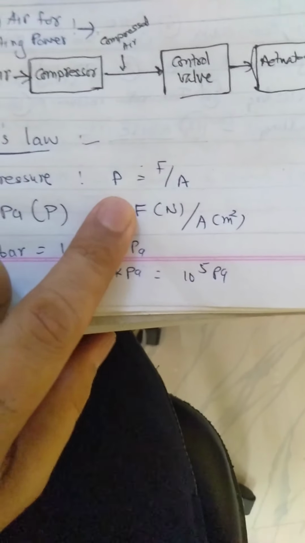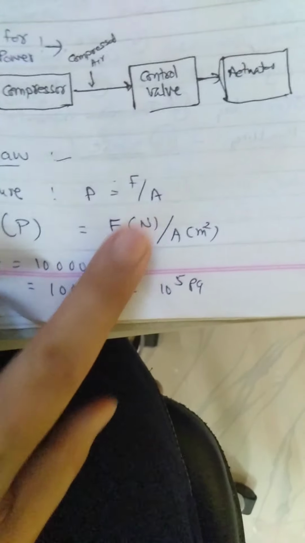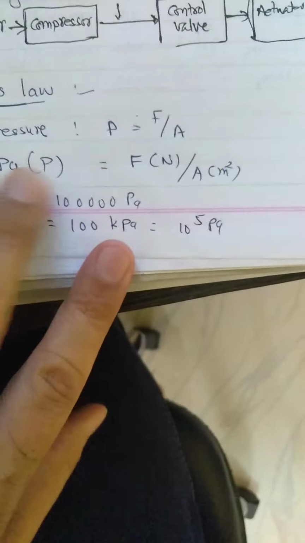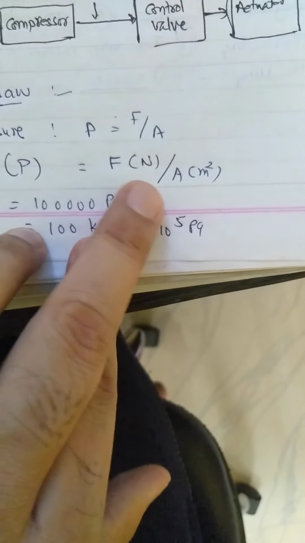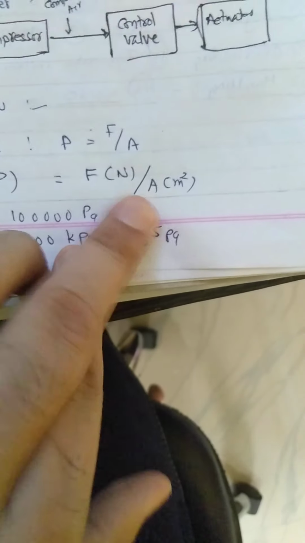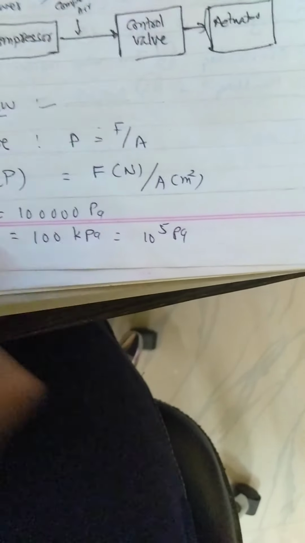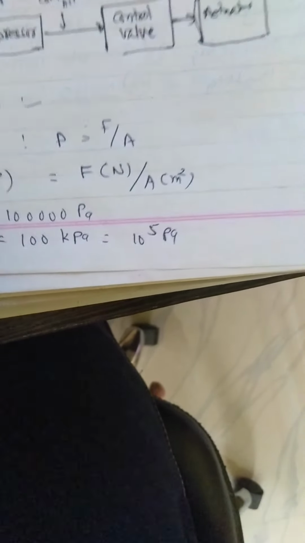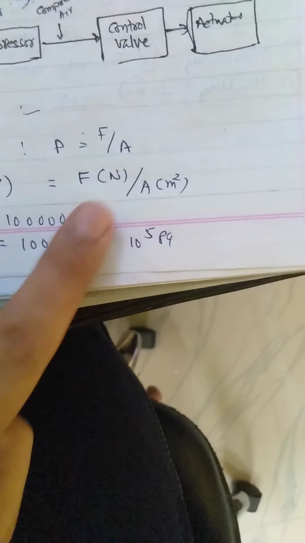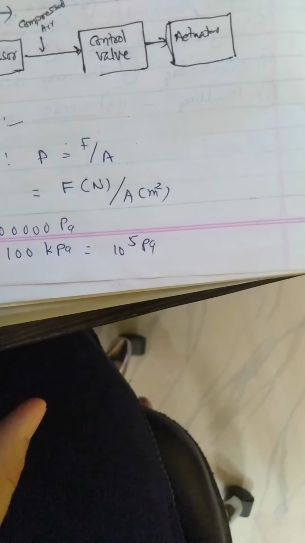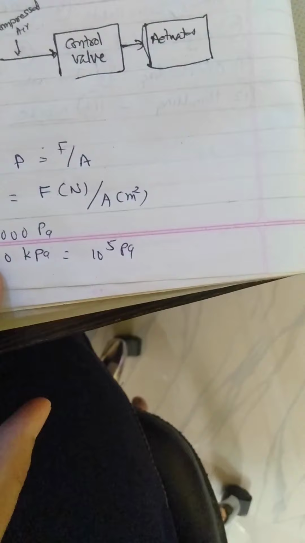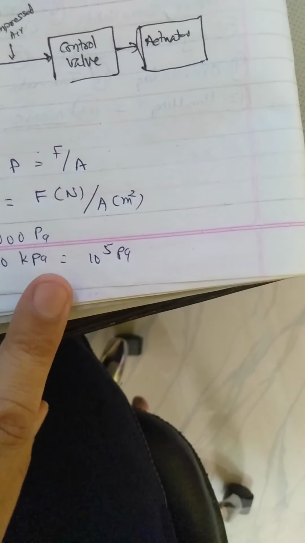Now how do we define air pressure? P is equal to force per unit area, right? We take P, pressure in Pascal, force in Newton, and A, area in meter square. So 1 Pascal will be 1 Newton per meter square, and 1 bar is equal to 100 kPa or 10 raised to 5 Pascal.